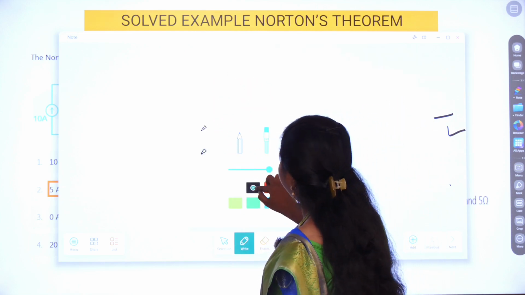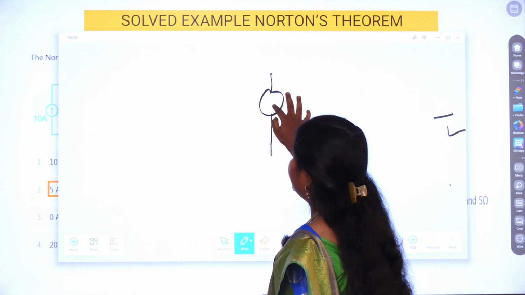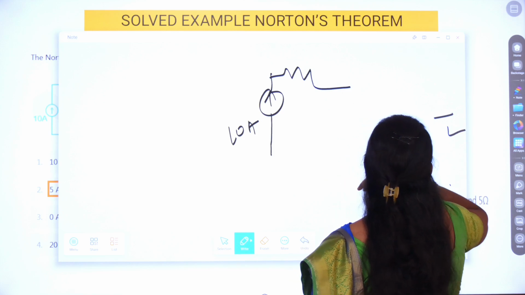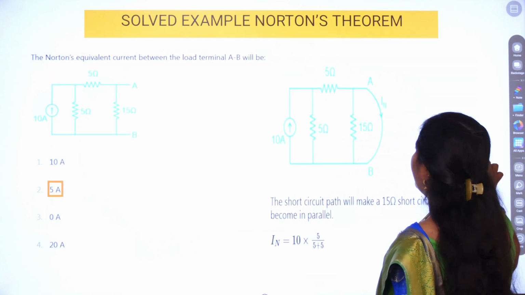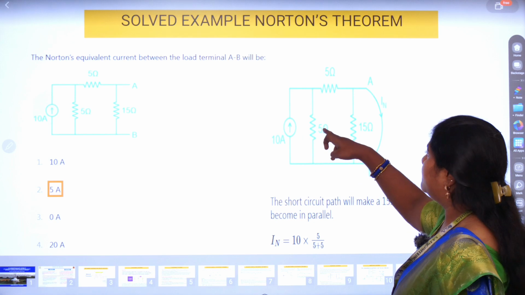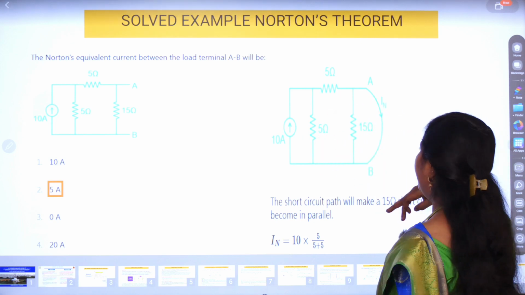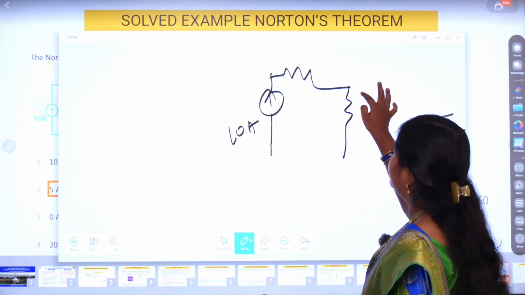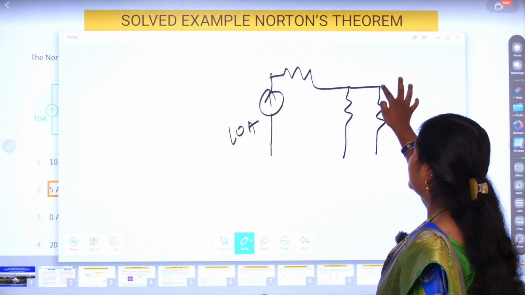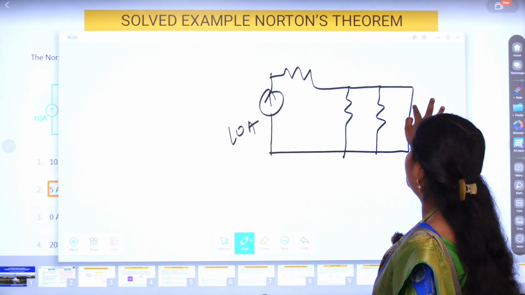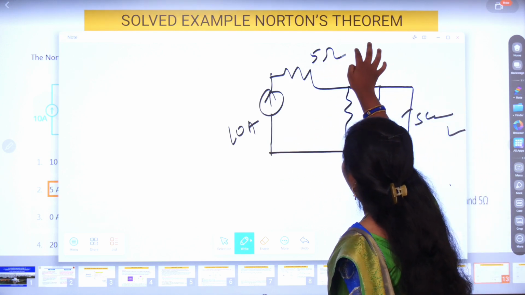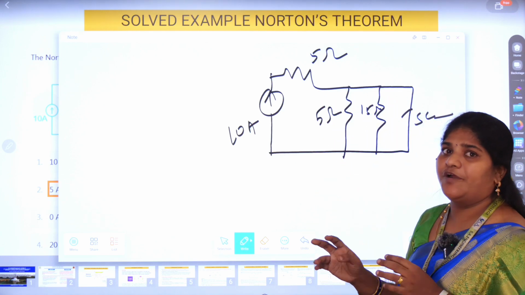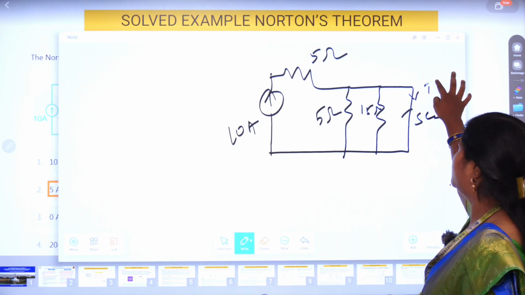So I have a 10 amps current here, a 5 ohm resistor followed by a 15 ohm resistor, and here we also have the short circuit. 5 ohm, 5 ohm, 15 ohm and short circuit. Now how to find out the short circuit current, that is the current flowing through this region?